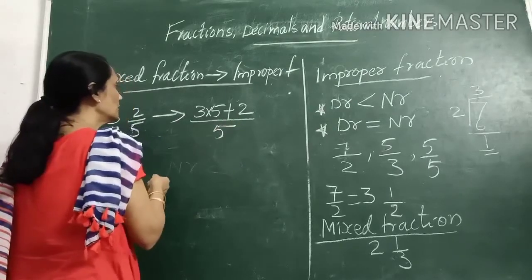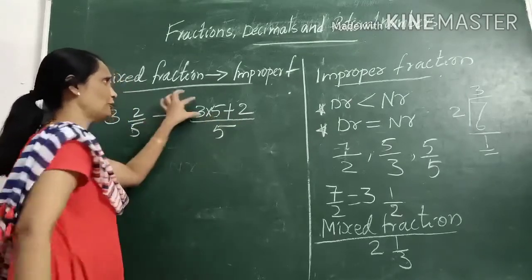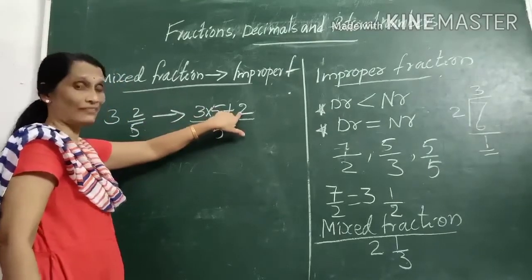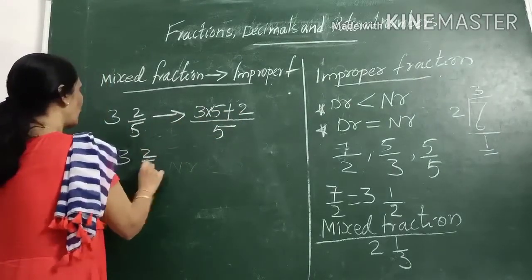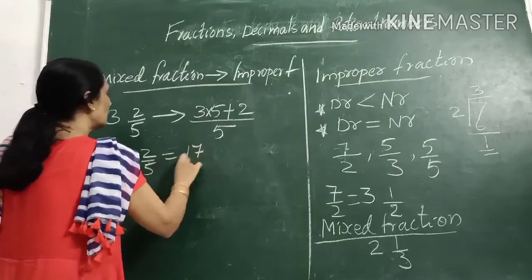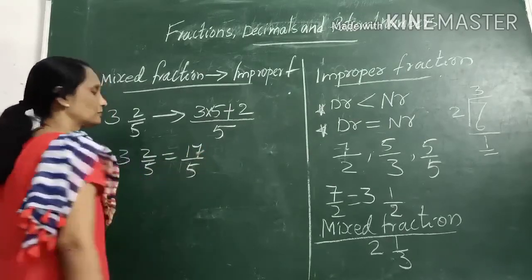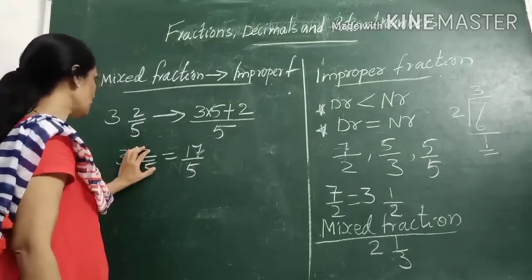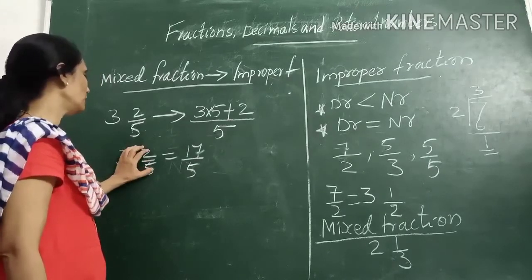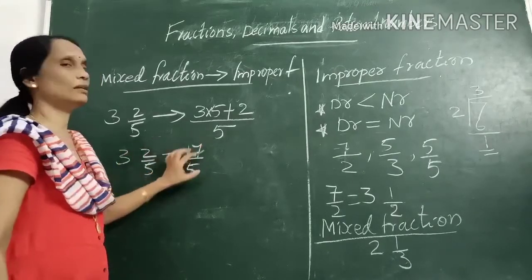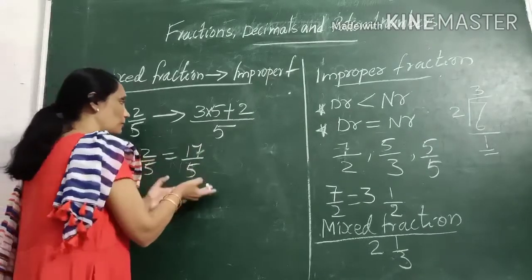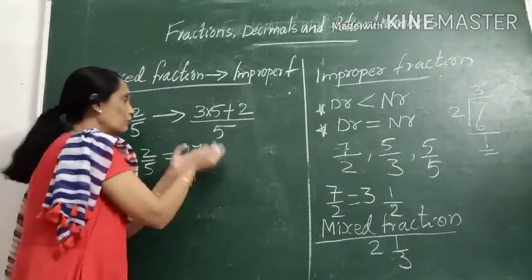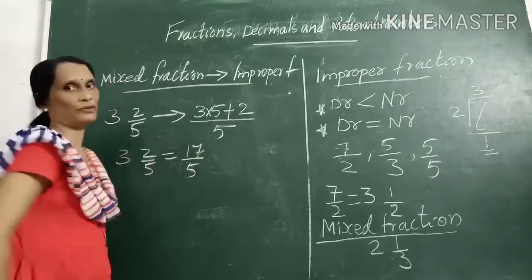So 3 5s are 15, 15 plus 2 is 17, so 17 by 5. So 3 2 by 5 is equal to 17 by 5. The mixed fraction 3 2 by 5 is equal to 17 by 5. So we can change a mixed fraction to an improper fraction, or an improper fraction to a mixed fraction.